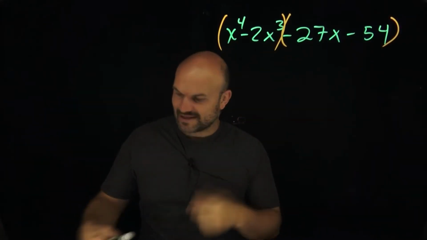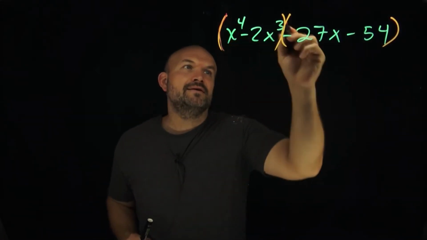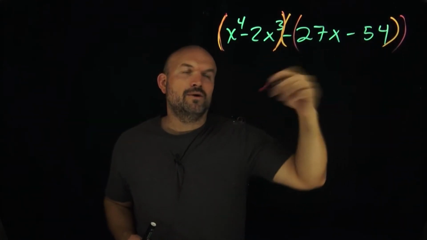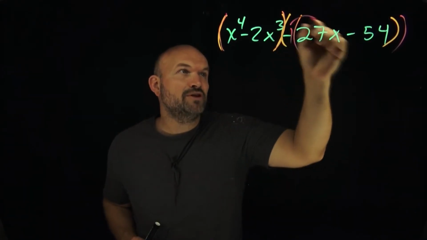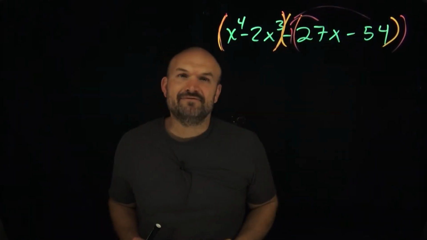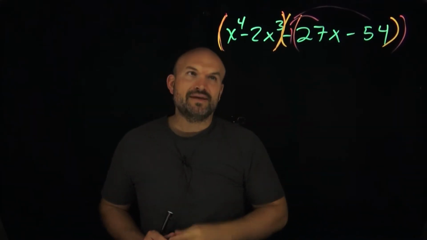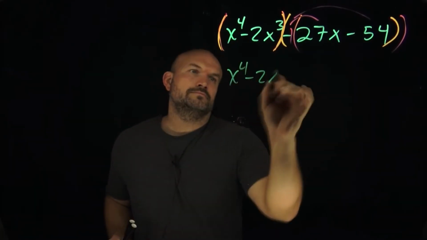The next thing students think about is, all right, how about I put parentheses around here, but then do it on the other side of the negative, like this? Well, that's a problem too, because now you have a -1 being multiplied by the 27x and the -54. So that is also an incorrect way to group this. So then how are we going to group this correctly so we can factor by grouping?